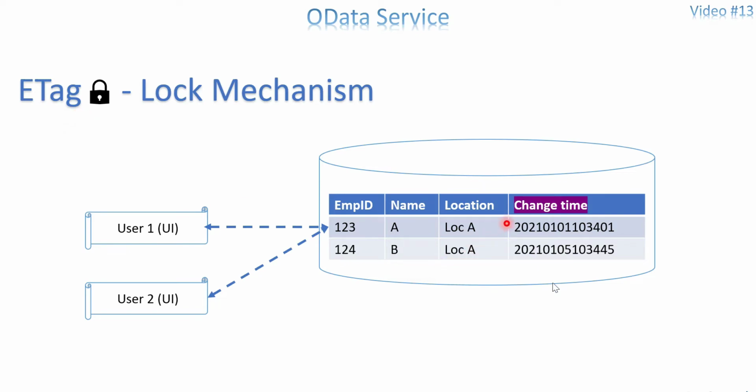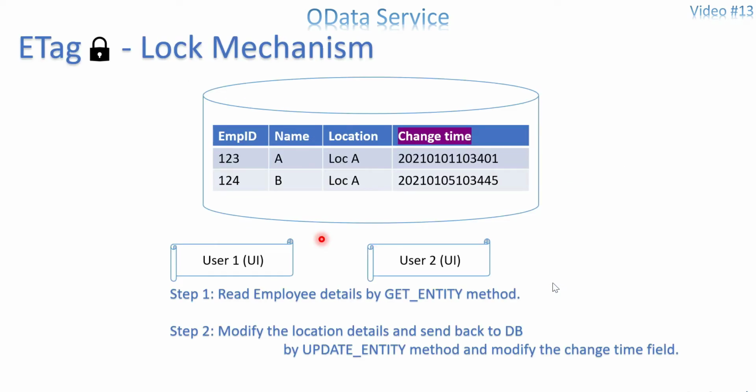The users are trying to update the location of an employee at different times. Let's see how we can lock it. The steps for both users are a little technical. They read the employee details first using the getEntity method, modify the location details from the UI level, and send the information back to the database table. At that time they use update entity. Here the location is going to change, and the change time field is also modified.